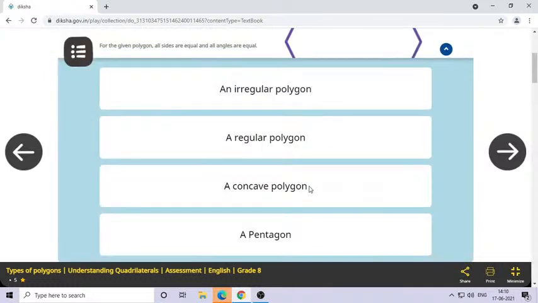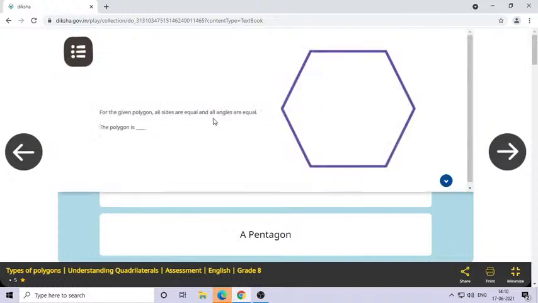Let's go to the next question. The question given is small. Okay, let us read the question. For the given polygon, all sides are equal and all angles are equal. The polygon is. So you have to write the name of this polygon. They have given that for a given polygon, all sides are equal and all angles are equal. So the polygon is dash.